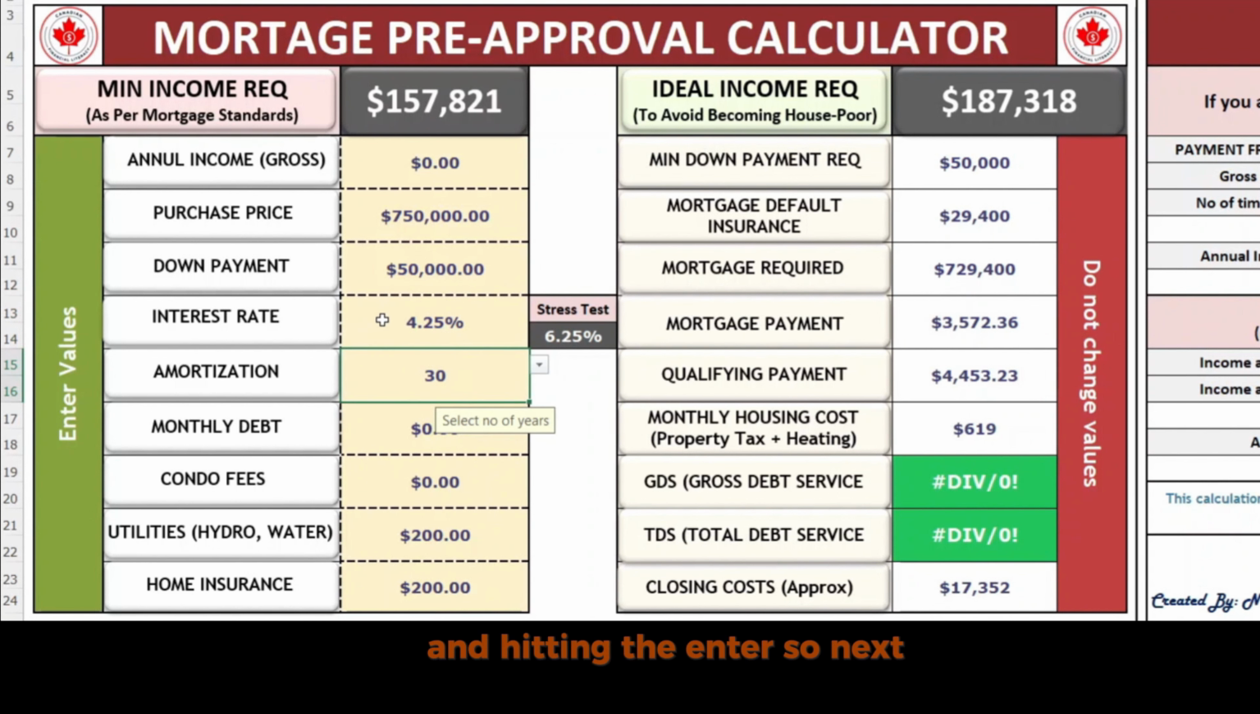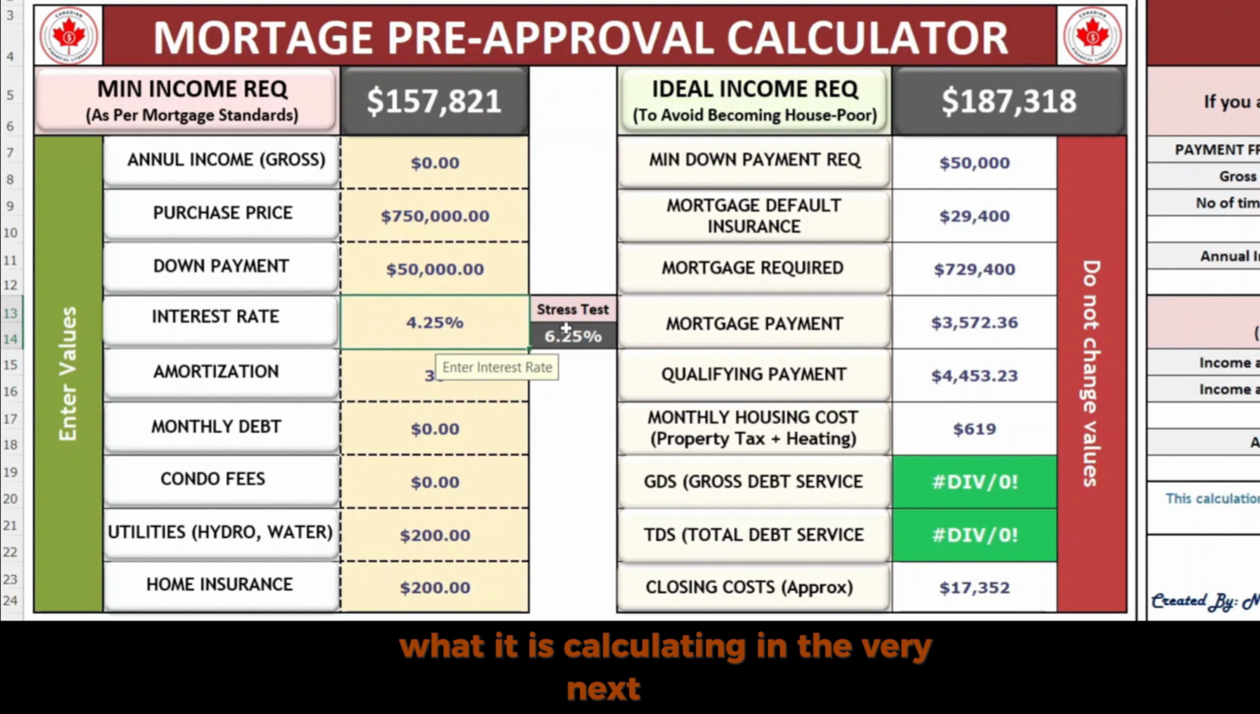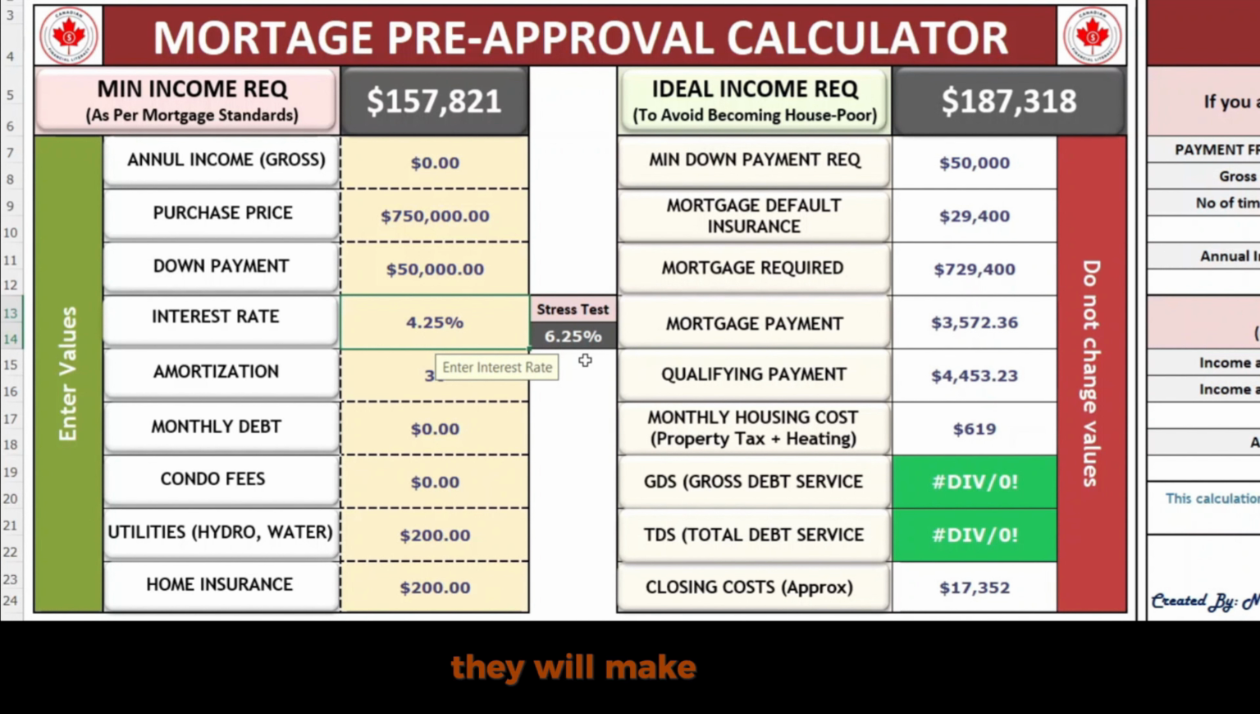Now, in the next option, we will be entering what the interest rate we will be getting from the bank. So next thing, what it is calculating in the very next column, if you see, it is calculating the stress test rate, that is 6.25%. So what it stress test is that when you are going to a bank or a lender to ask for a mortgage, they will make you qualify not on the actual rate you are getting from a bank, but on a rate that is higher than your contracted rate.